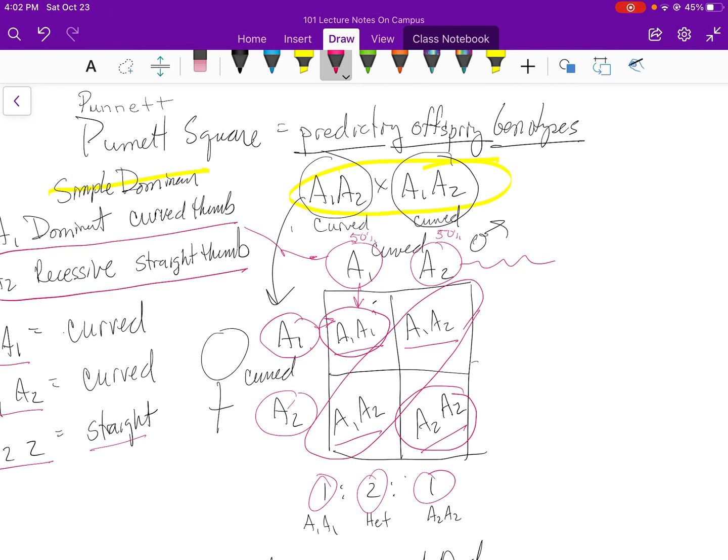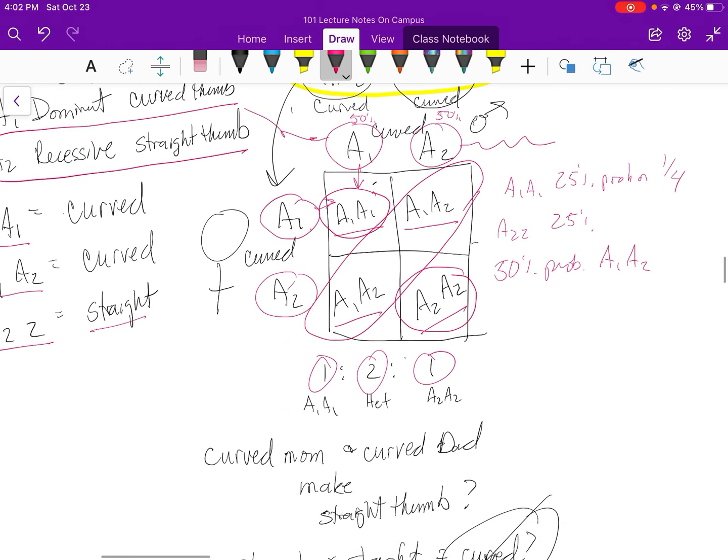You could also say that A1A1 has a 25% probability, or a quarter. A2A2 has the same, and there's a 50% probability of getting A1A2, because there are two different ways to get it: A1A2 or A2A1, which would be the same. So this tells you the likelihood of each of these different genotypes.